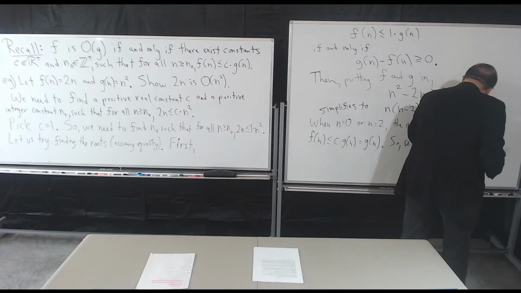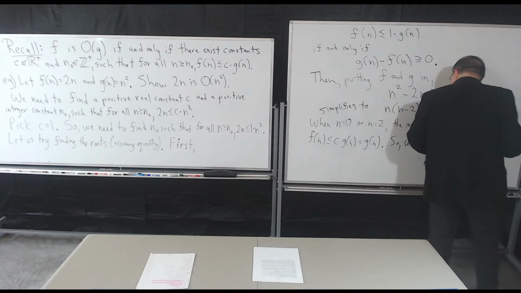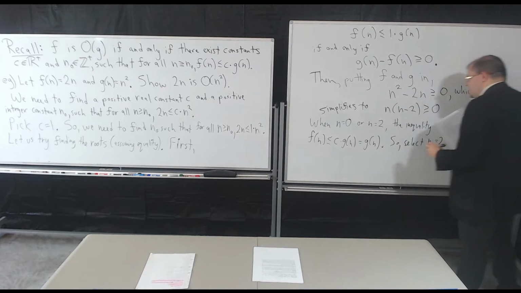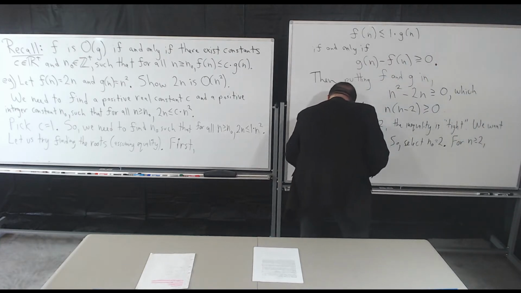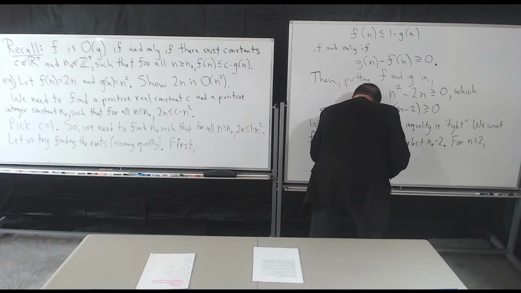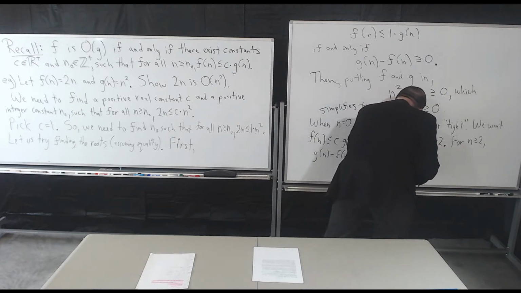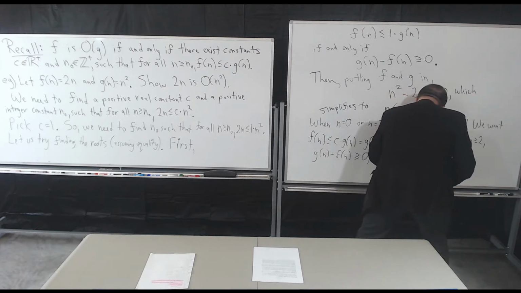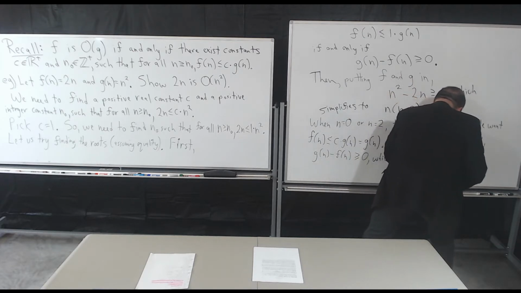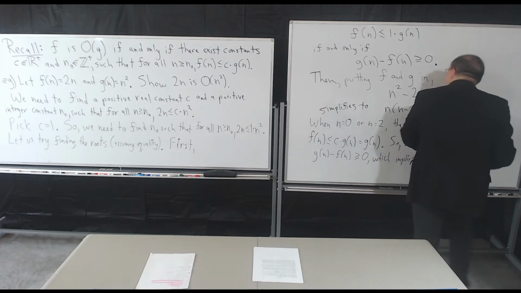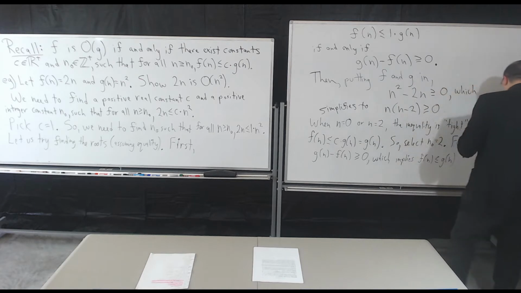But you need to show your work, right? You got to show your reasoning. So select n0 is equal to 2. For n greater or equal to 2, g of n minus f of n is greater or equal to 0, which implies f of n is less than or equal to g of n. I removed the 1 because it just seemed kind of meaningless.